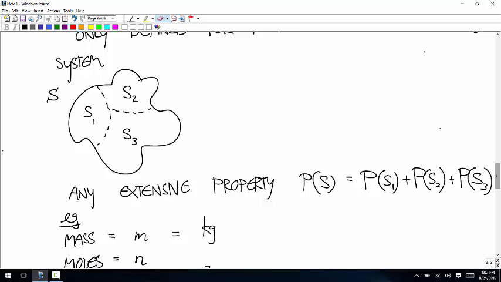When we're talking about these systems, we're talking about like a homogeneous system of gas. Yes, in this case, yes.